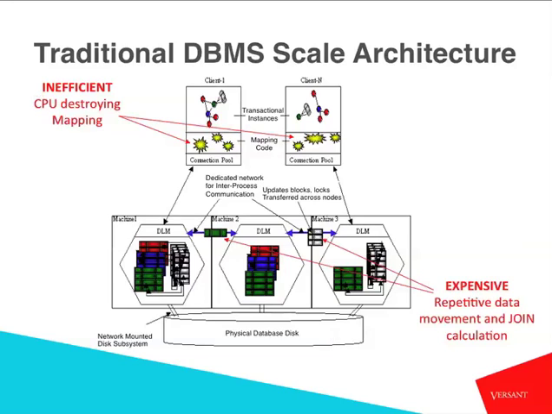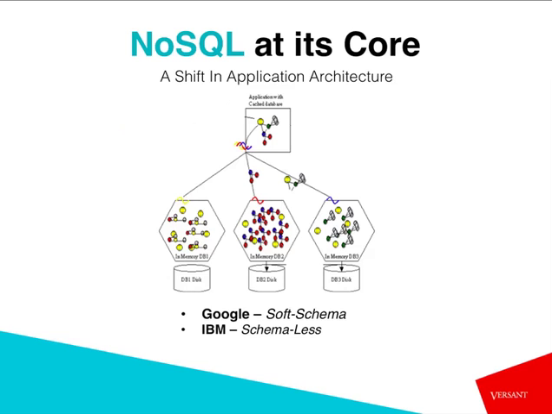So going to the next slide, NoSQL at its core, what we really think the value that NoSQL is delivering is that it's allowing you to think differently about data relations. And it's giving you the ability to unify the application schema with the database schema. And that eliminates a lot of those problems that we talked about before.